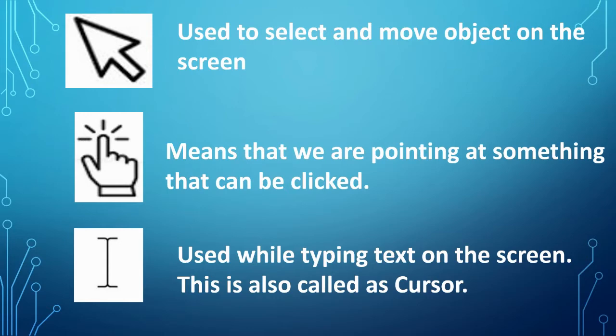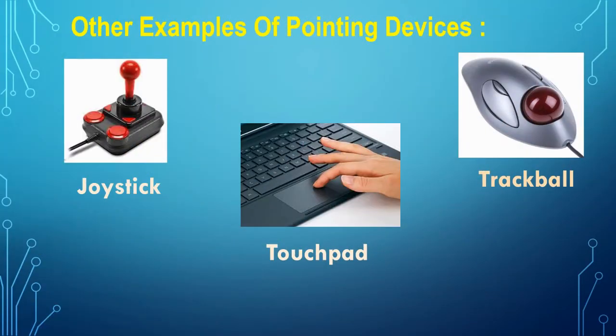Now students, we are going to see other examples of pointing devices. You can see first picture is a joystick. This is what kids use to play games. Then second is a touchpad. This is available on the laptop. And last one, that is trackball. This is just like a mouse. We are using these also as pointing devices.